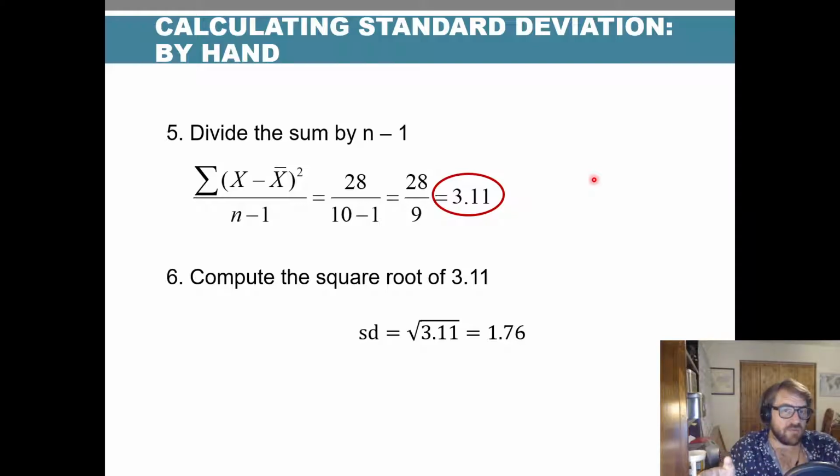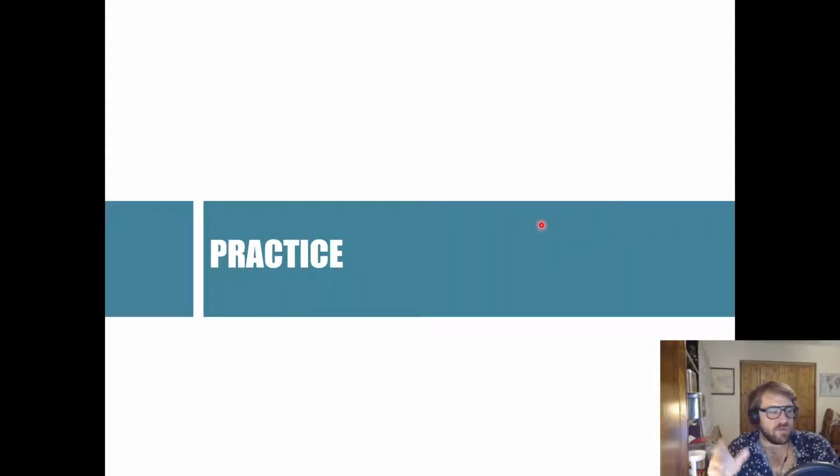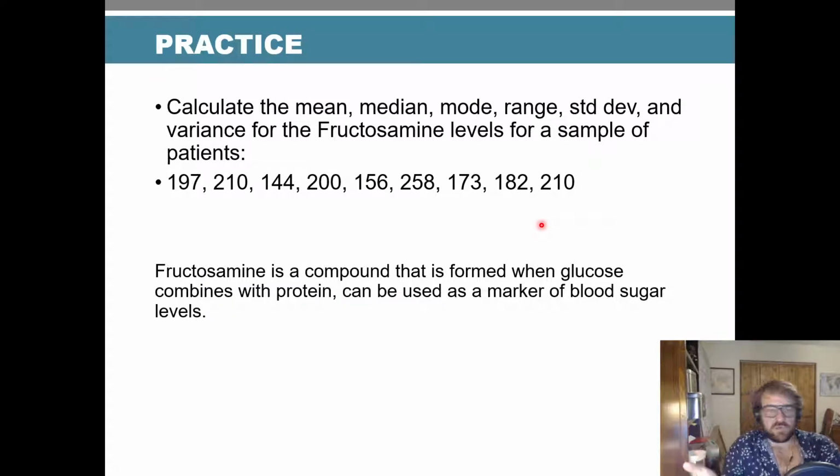Well, hey, if you're looking for variance, you're done. You don't have to take the square root of it, because before you take the square root, that's the variance, right? Variance is s squared. Well, here's s squared. You're done. Congratulations. All right, so there's this one practice question that I want you to do.